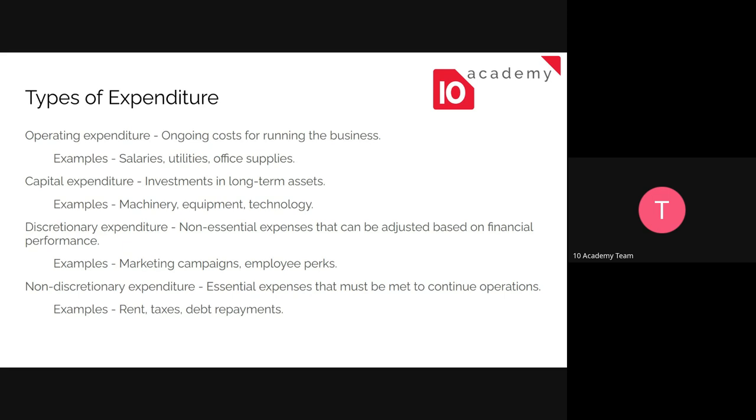Is it clear so far, guys? Well, are there any questions? Yes, Tarafa.